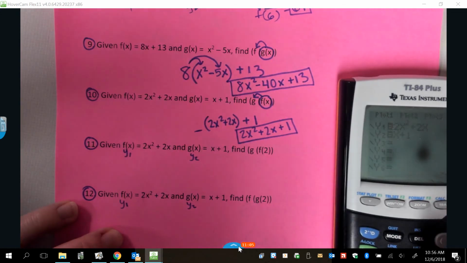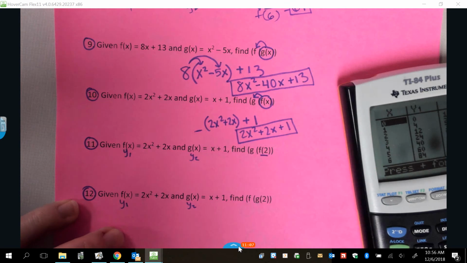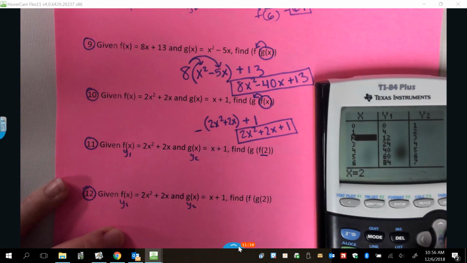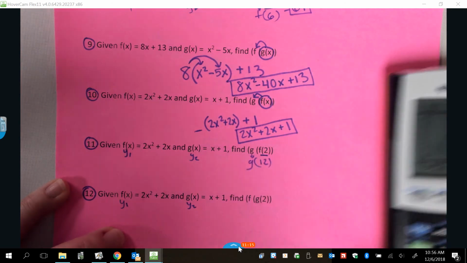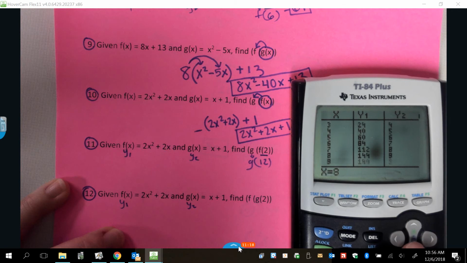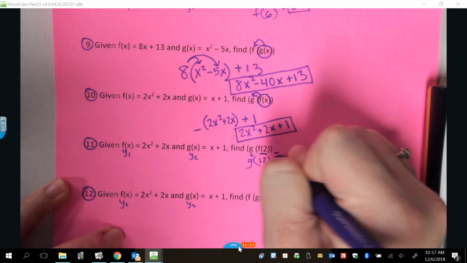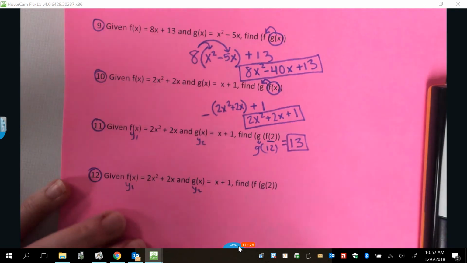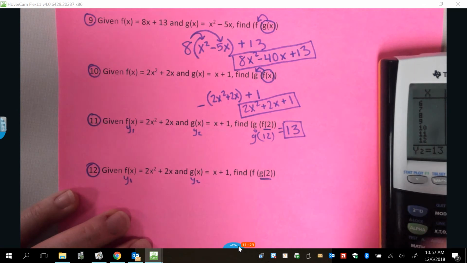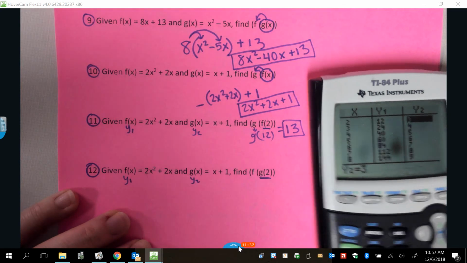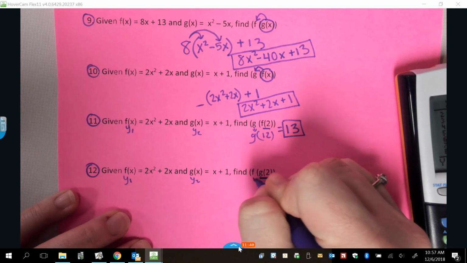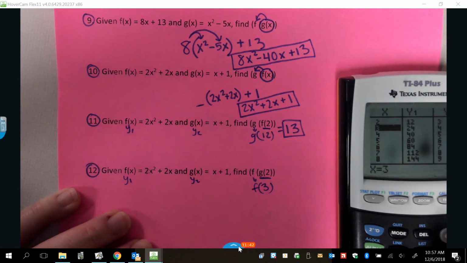Okay, so first I need to find f of 2, so I'm going to scroll down to 2, and I'm going to f, which is y1, that gives me 12. And then I need to find g of 12. So let's scroll down to 12 and go over to g, which is 13. Okay, here I need to find g of 2. Go back to 2. And that gives me 3, because remember g was in y2. And then find f of 3. So here's 3, and f is 24.